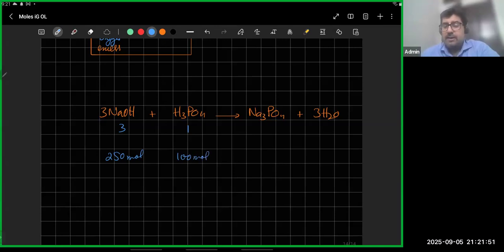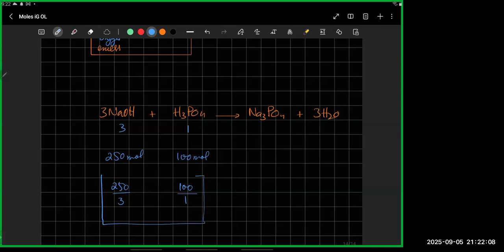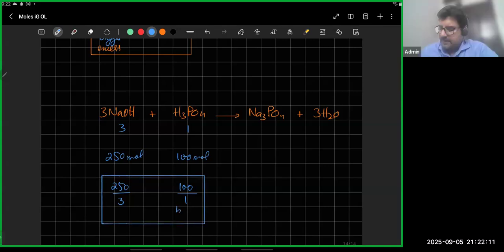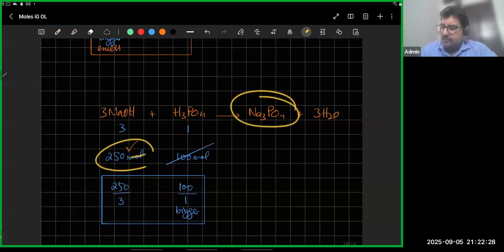I can do this by looking at it, or if I want to be very sure which one is in excess, I'm going to do 250 divided by 3, its ratio, and 100 divided by 1, right? Which one comes out to be the bigger number? Which one is bigger here? That's the H3PO4 one, yes, this is the one that's bigger. So that is the one that's in excess. I'm not going to use that. All moles calculations will be done using these moles. If I want to find the moles of Na3PO4, I'm going to use these moles, divide by 3 times whatever 1 comes out.